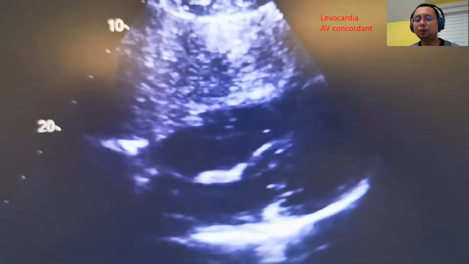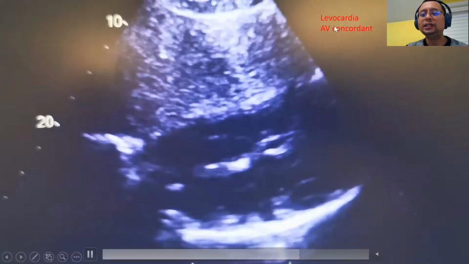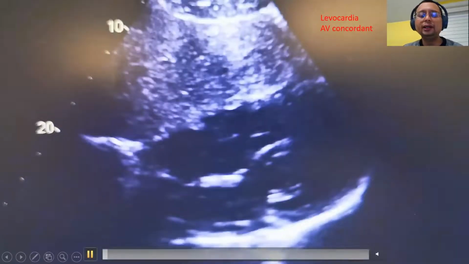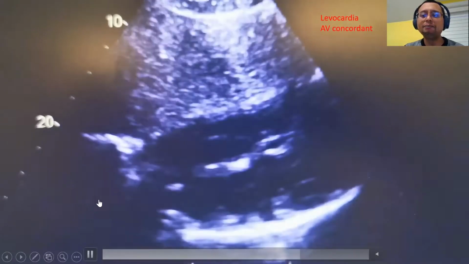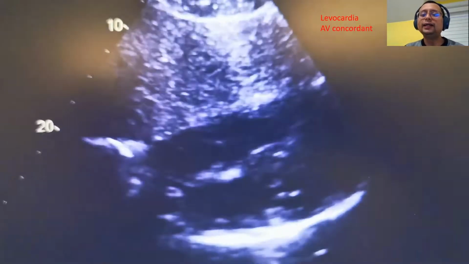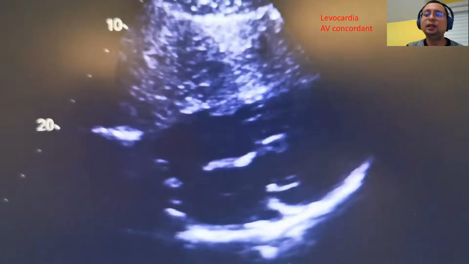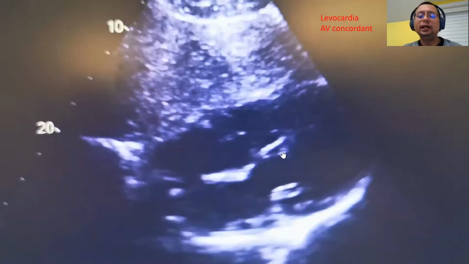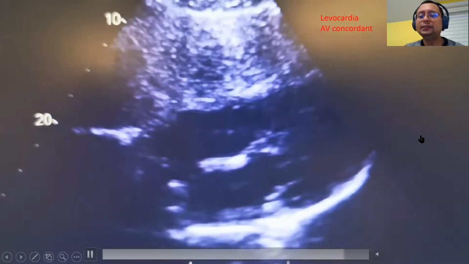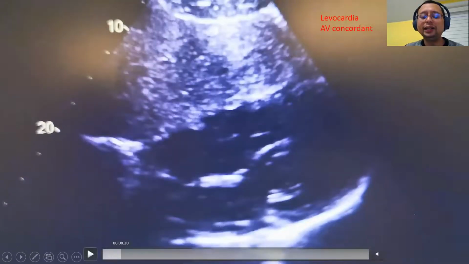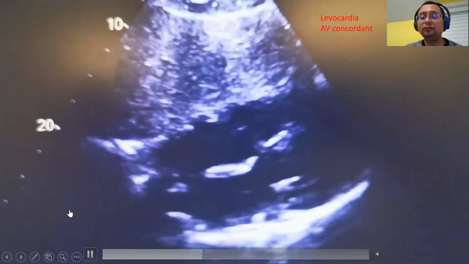So this is a subcostal view. This patient has levocardia. When we talk about cardia, we talk about the position of the cardiac apex. A normal position of the cardiac apex is towards the left side. That is called levocardia. If the apex is towards the right side, we call it dextrocardia. If the apex is in the middle, we call it mesocardia. That is cardia, the position of the apex of the heart.